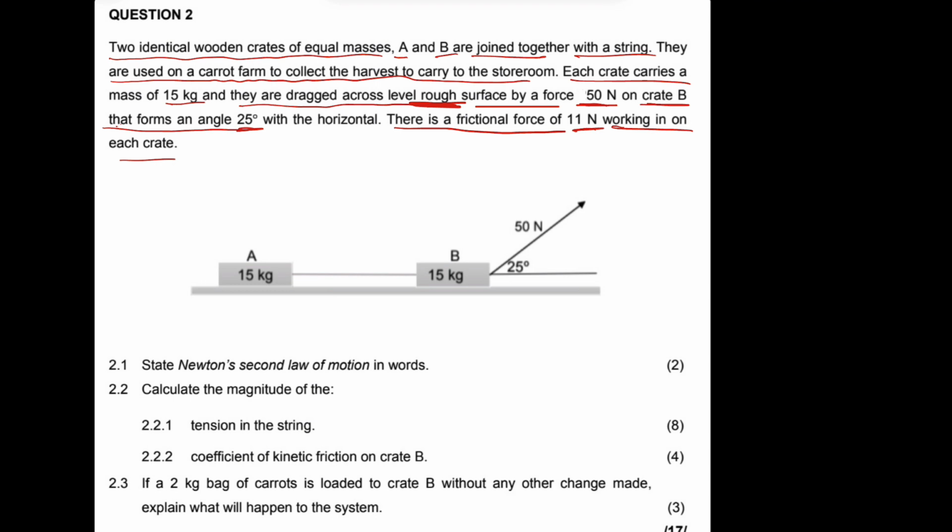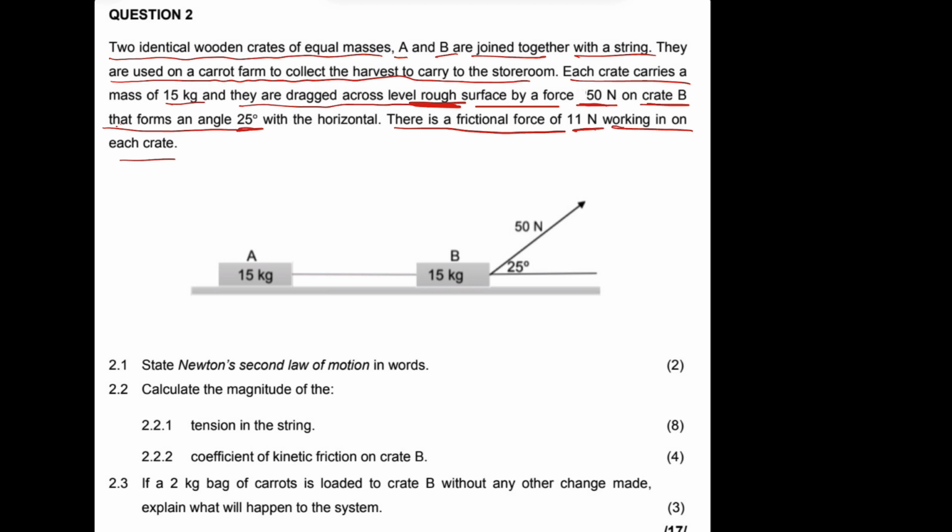There is a frictional force of 11 newtons working on each crate. What is important here, guys, is that they have equal mass, and the frictional force that they experience is the same, it's 11 N. The mu k is the same, which is the description of the surface, and the masses are equal. If you look at the question, there's no free body diagram. It's very important to draw the free body diagram showing all the forces that are acting there.